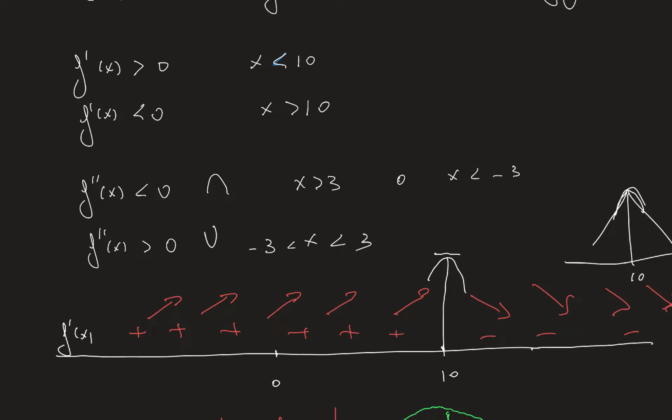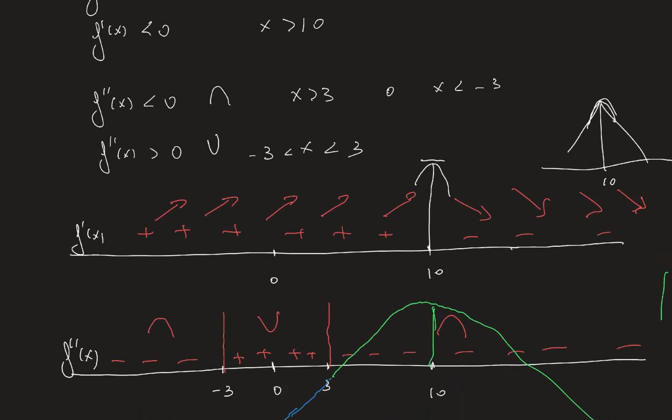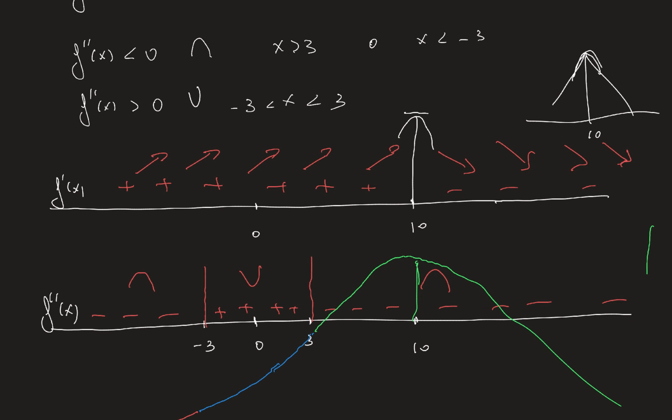So we can place this information into a more graphical design like this. We put minus 3, we put 3. The concavity is negative when x is smaller than minus 3, it is positive between minus 3 and 3, this is the 0, and it is negative when x is bigger than 3. And now we have to plug in the graph.